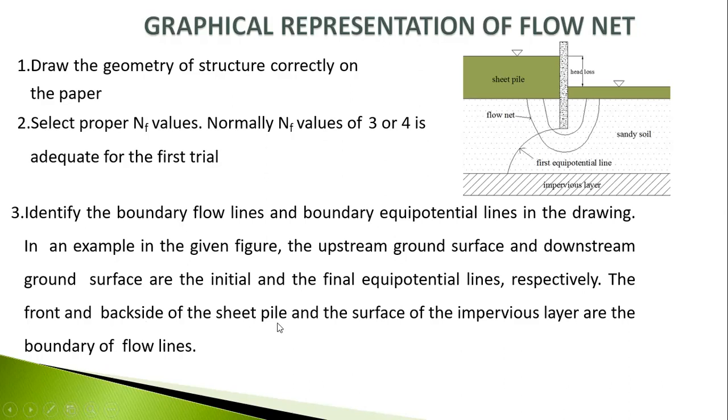So the front and back sides of the sheet pile and the surface of the impervious layer are the boundary lines of the flow line. So this is the front side, this is the back side, and this is the impervious layer. So these three, 1, 2, 3, will combine to compose the flow line. Here is the upstream, here it connects to the impervious layer, and here is the downstream. So these three boundaries will connect the flow line. That's why it's indicated like that.